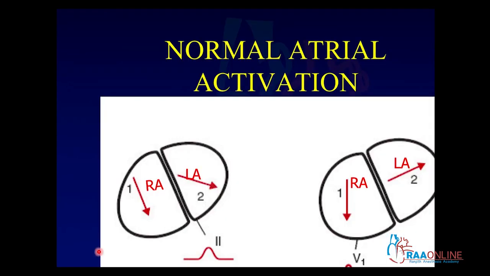This slide we have already seen. Anyway, we'll recapitulate the normal atrial depolarization. For atrial enlargement, you have to look at two leads, which are L2 and V1. In L2, both the right atrial and left atrial depolarizations are going to come down. They are going to go inferiorly. So in L2, both the right atrial and left atrial depolarization will be positive. The initial part of the P wave represents right atrial depolarization.